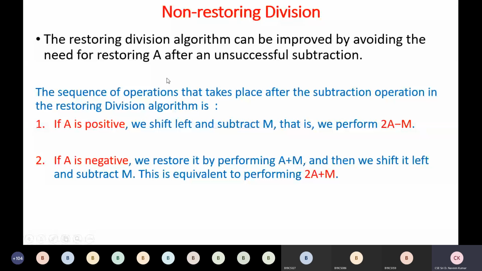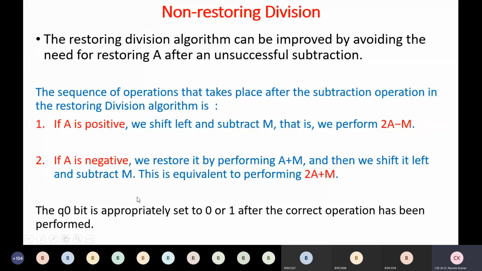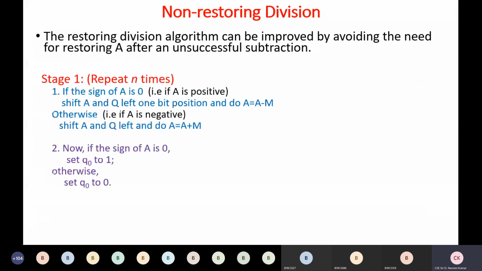So in this algorithm, if A is positive, we do 2A minus M. If A is negative, we do 2A plus M. The remaining is as it is. The Q0 bit is set appropriately. If it is a negative number, Q0 will be 0. If it is a positive number, Q0 will be 1. The Q0 bit indicates the quotient. So this is the algorithm for non-restoring division.